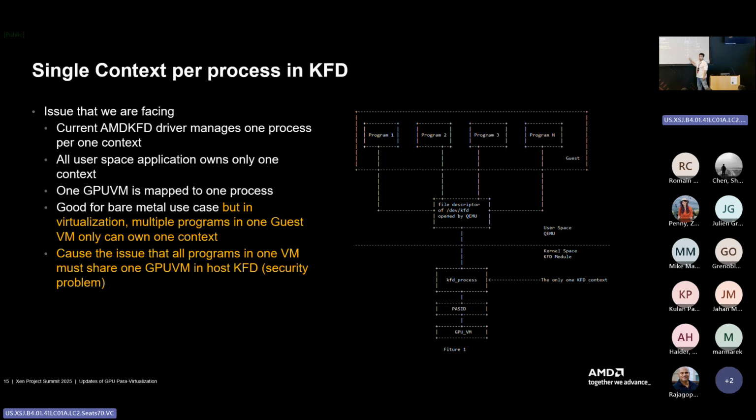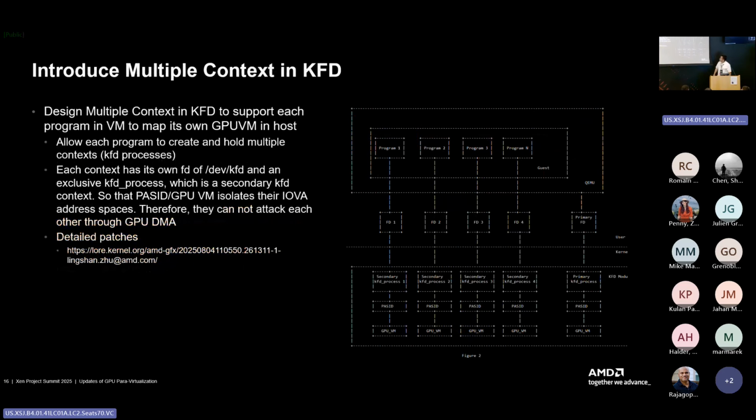That's the problem, because by design on bare metal, we only map one process to one GPU VM. But here we have multiple processes sharing the VM, so they will have a security issue. They can attack each other, because program 1 may override the process of program 2. So we have to redesign the KFD driver to support multiple contexts per process.